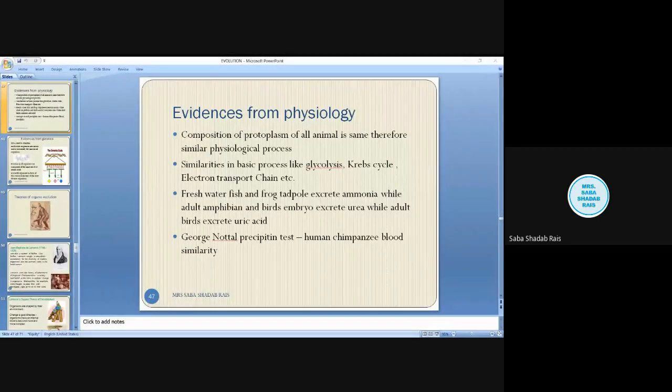Now we will be talking about the evidences from the physiology. Physiology means the metabolic processes in our body. So, how can we consider and how can we take the evidences from the physiology for the purpose of the evolution?